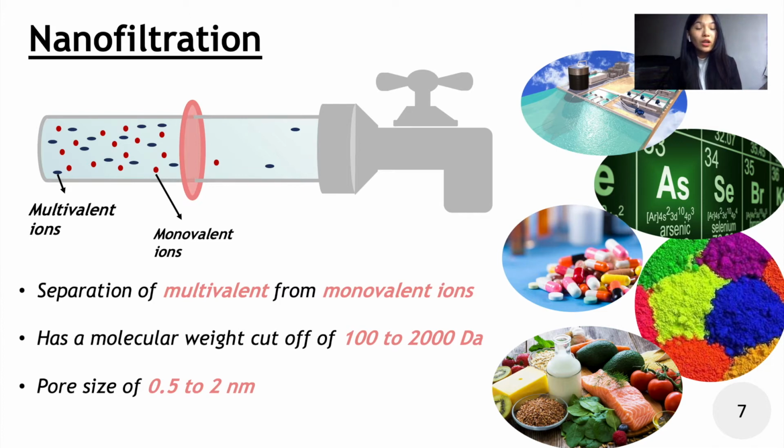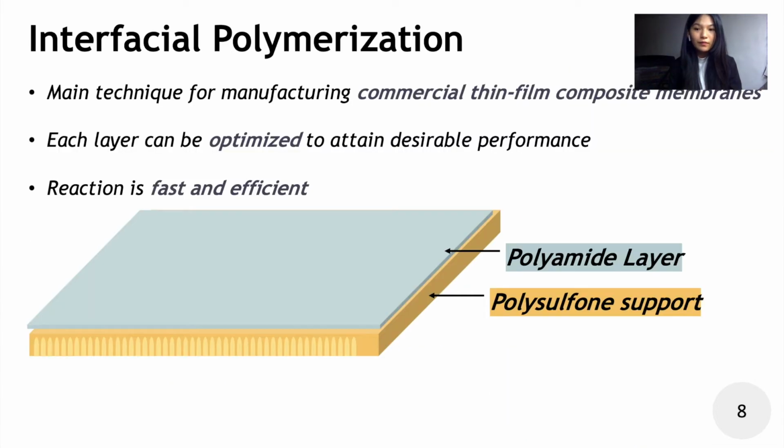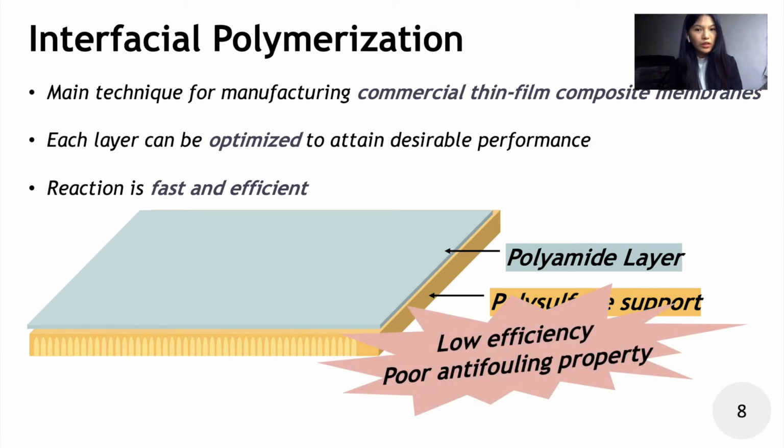One way to fabricate nanofiltration membrane is interfacial polymerization. Interfacial polymerization is a technique for manufacturing commercial thin film composite membrane. Each layer can be optimized to attain desirable performance, and the reaction is fast and efficient. In IP, the reaction of diamine and acyl chloride forms a polyamide layer. However, one of the current problems of polyamide membrane is low efficiency and poor anti-fouling property.